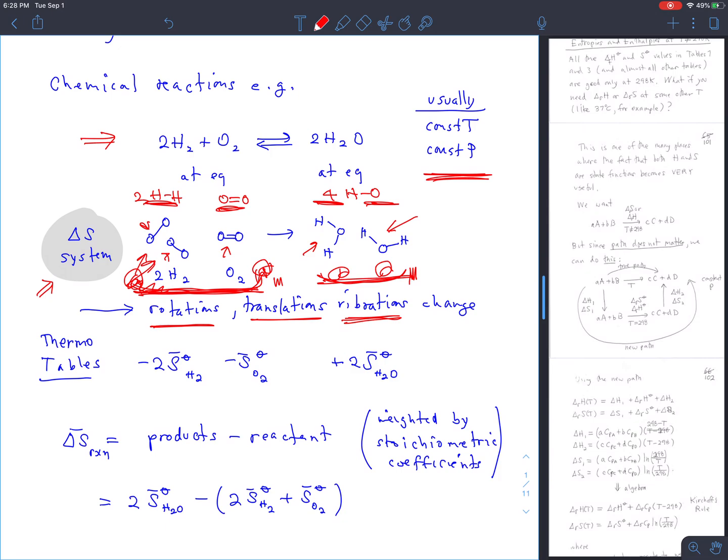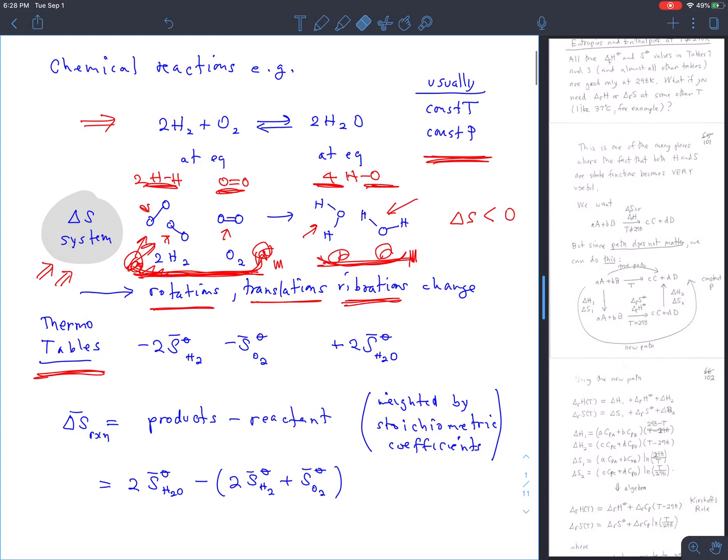So overall, just looking at the molecules, and especially at how many moles there are on the 2 sides, we are going to expect that the delta S of the system, the quantity we're actually going to calculate from thermodynamic tables, should be negative. We should lose entropy in the system itself in going from the reactants to the products.